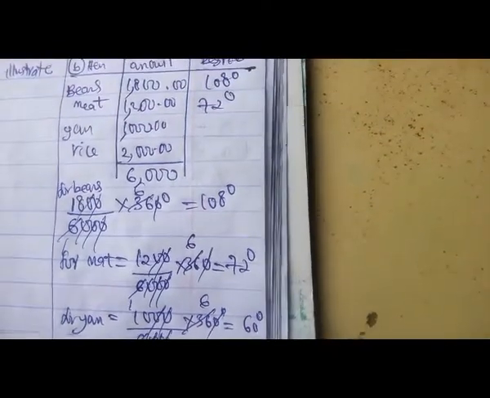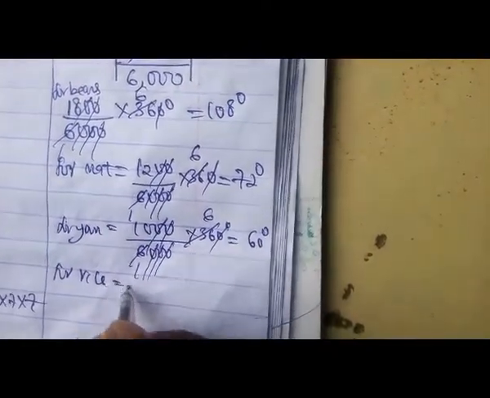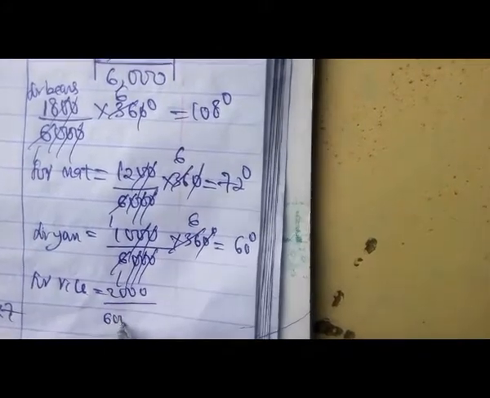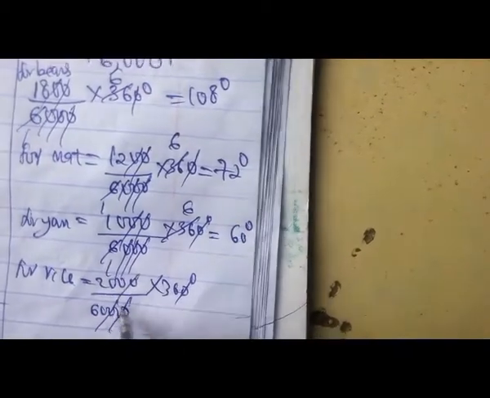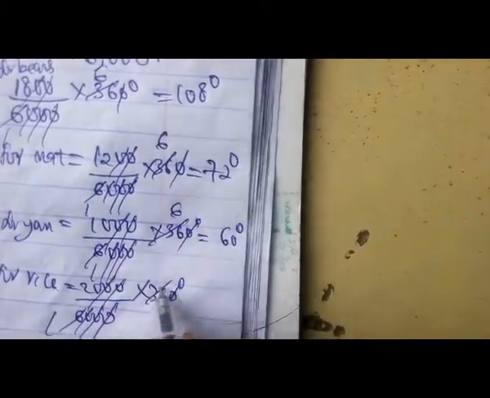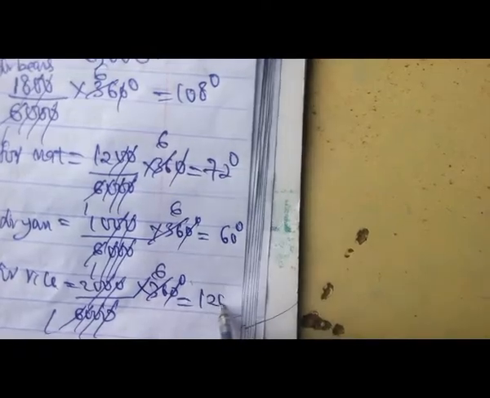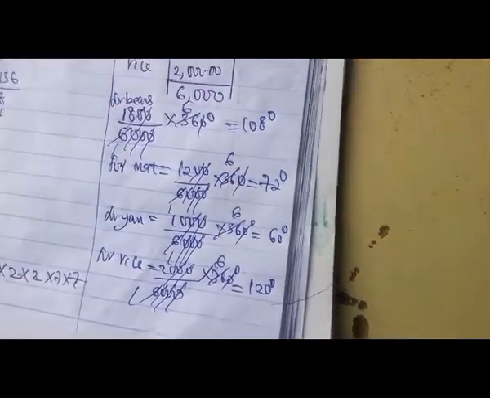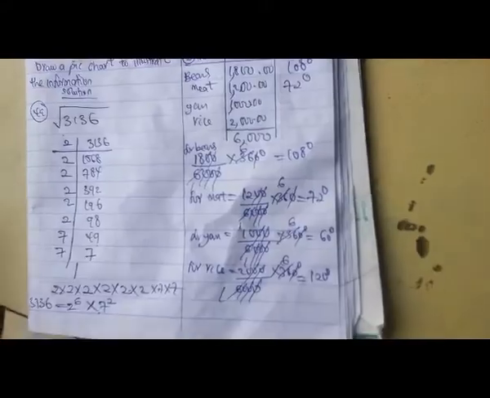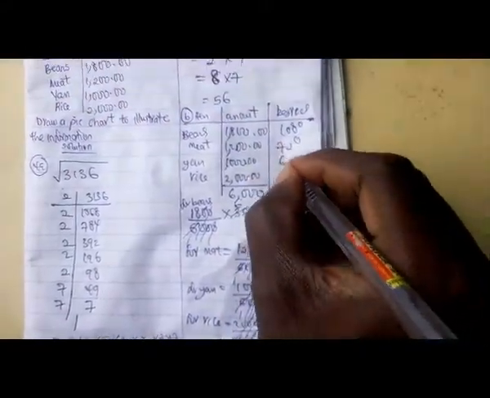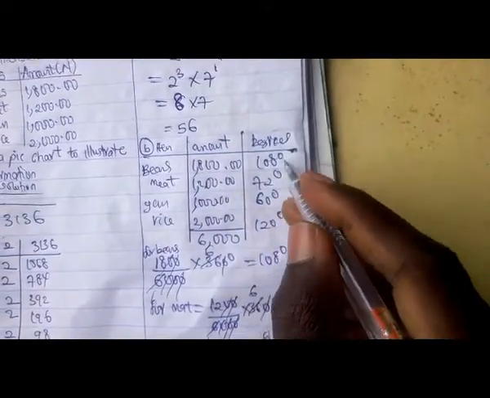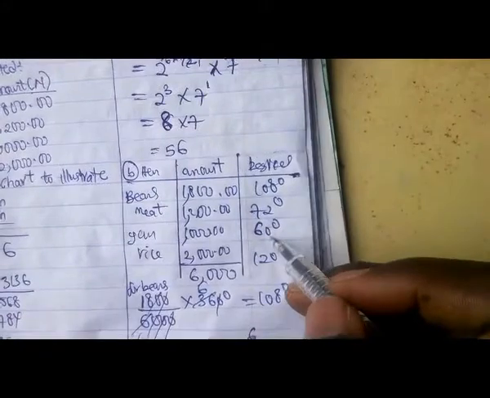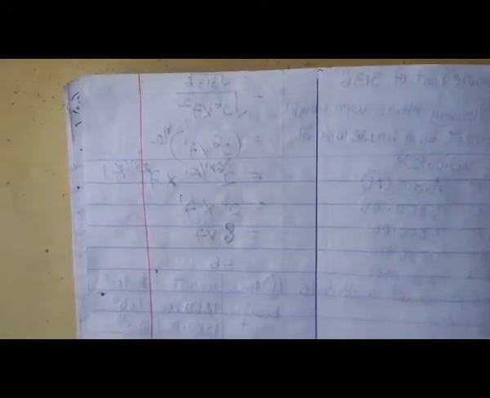Now for rice will be 2,000 over 6,000 times 360 degree. So 0 cancels 0, 0 cancels 0, 0 cancels 0, 6 here 1, 6 here 6. So 20 times 6 is what? 120. So we are going to use this one to draw the pie chart. So let me write it here. So beans 108 degree, meat 72 degree, yam 60 degree, rice 120 degree. So we are going to use it to draw our pie chart. So let's draw it now.